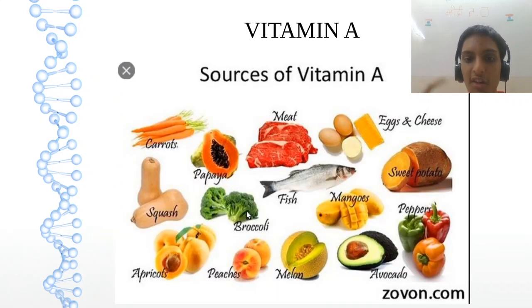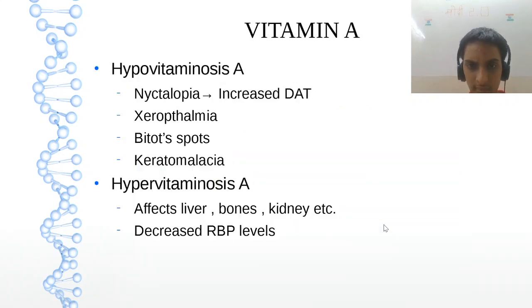Let's see the sources of vitamin A. Please try to remember only a few sources. I'll tell you. The best sources are carrots, papaya, meat, any milk products, fish, broccoli, and peppers, capsicum or bell pepper. And let us see the disorders, hypo and hypervitaminosis A.